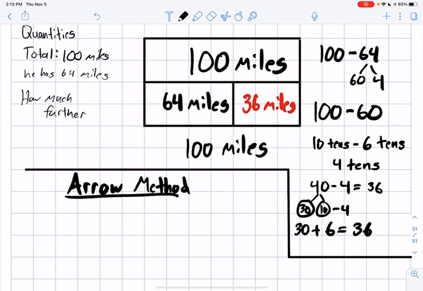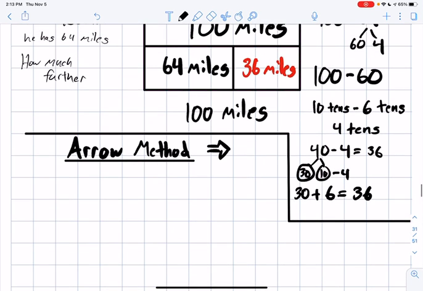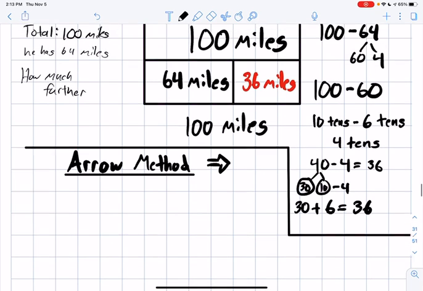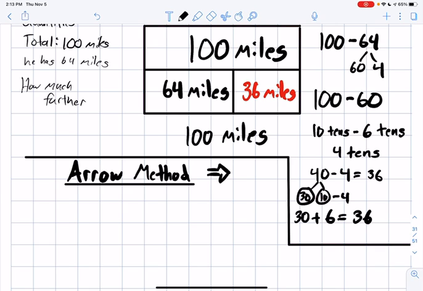A-R-R-O-W-M-E-T-H-O-D. Arrow method. So what we're going to do, instead of starting at 100, we're going to start at 64. And our goal is to get up to 100 however we can. So count by whatever number you're comfortable with. I'm going to say tens are really easy to count with, so I'm just going to count by tens.